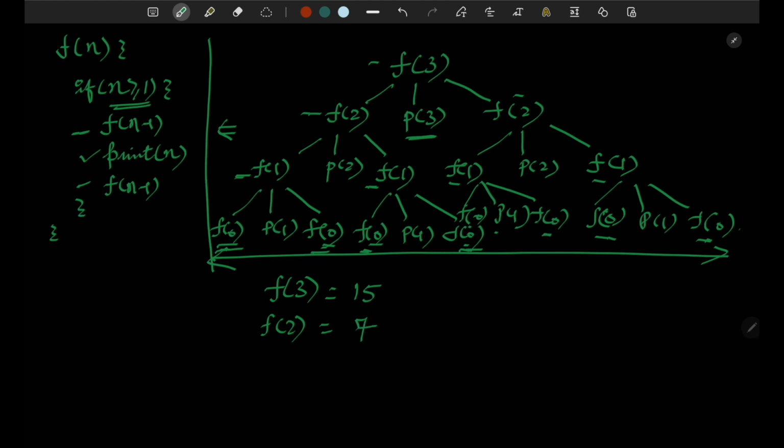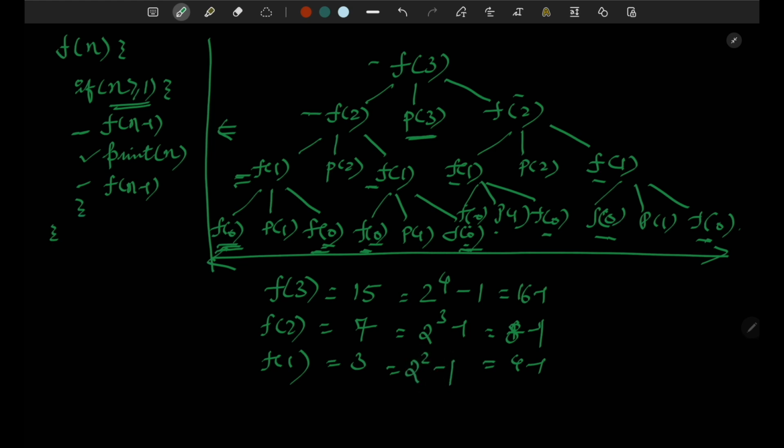So for f of 2 we are calling it 7 times. For f of 1 we are calling it 1, 2, 3 times. So if you see the pattern, this is nothing but 2 to the power 4 minus 1, so it's like 16 minus 1. This is 2 to the power 3 minus 1, that is 8 minus 1, which is 7. And this is 4 minus 1, which is 2 to the power 2 minus 1, which is nothing but 3.